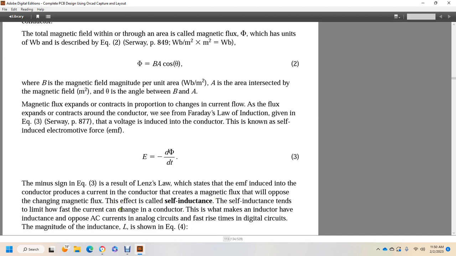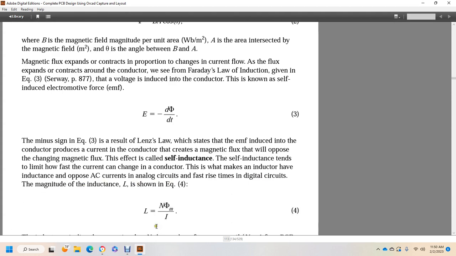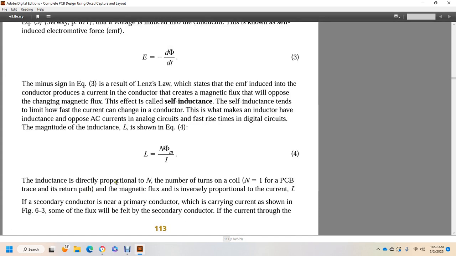Self-inductance tends to limit how fast the current can change in a conductor. This is what makes an inductor oppose AC currents in analog circuits, and in the fast rise times of digital circuits. Inductance L is shown in figure 4. The inductance is directly proportional to N, the number of turns of the coil, and the magnetic flux, and inversely proportional to the current I.